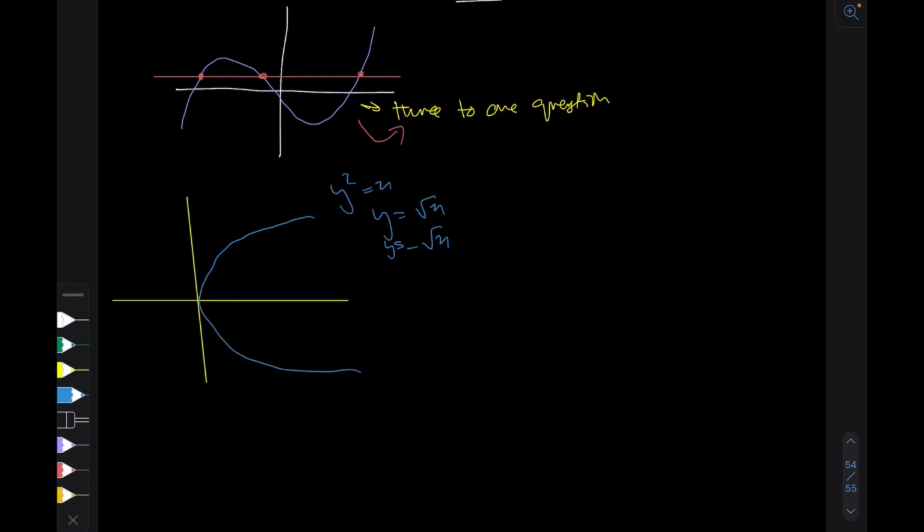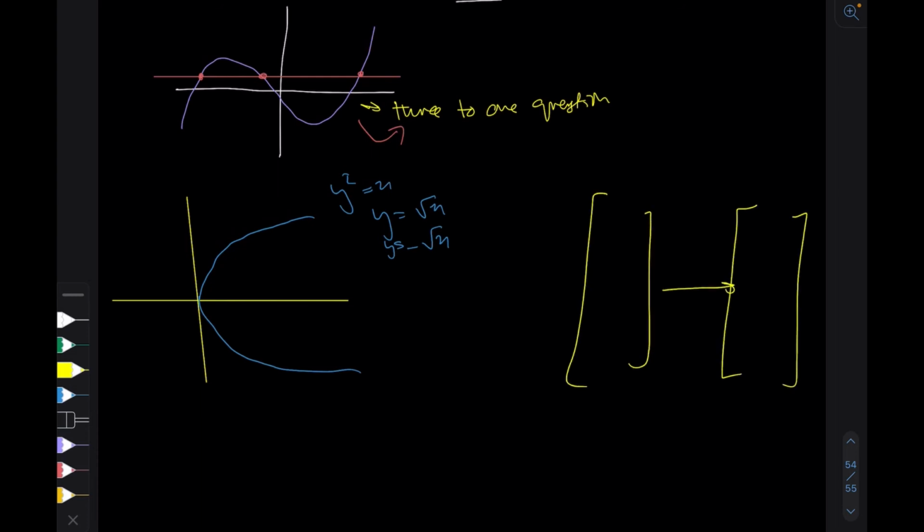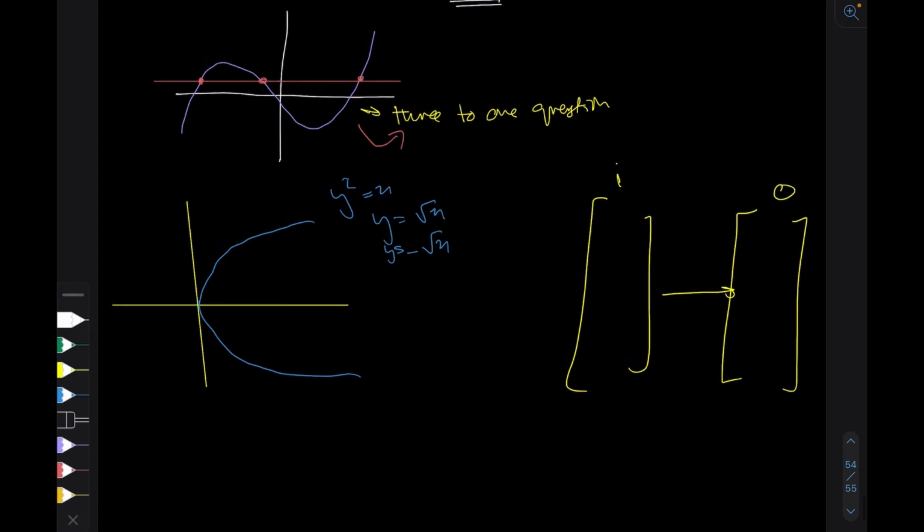Okay, so let's draw our basic structure again of inputs and outputs. These are the inputs, these are the outputs. So when x is 4, y is either 2 or negative 2, because it's either positive root x or negative root x. When it's 9, it's either 3 or negative 3.